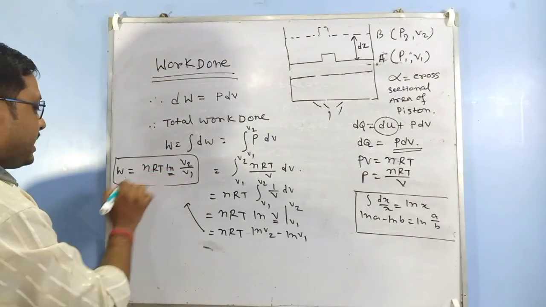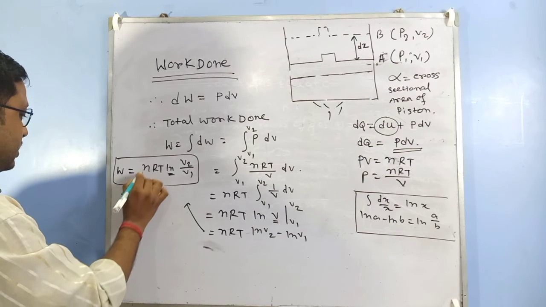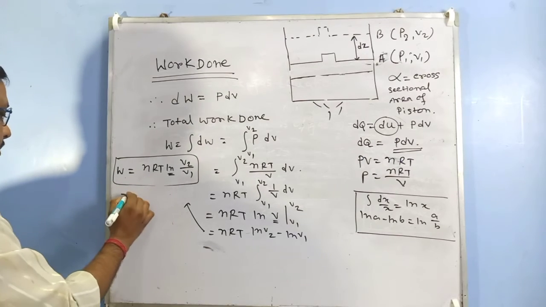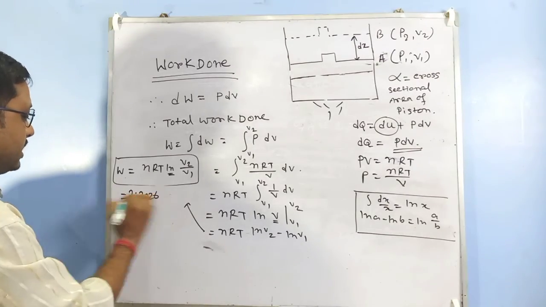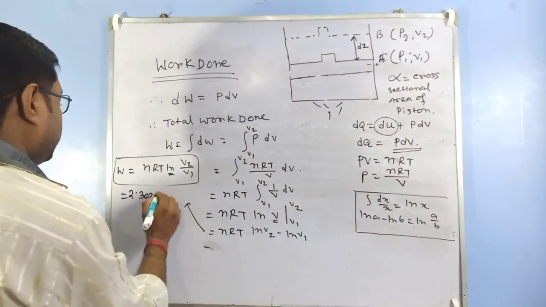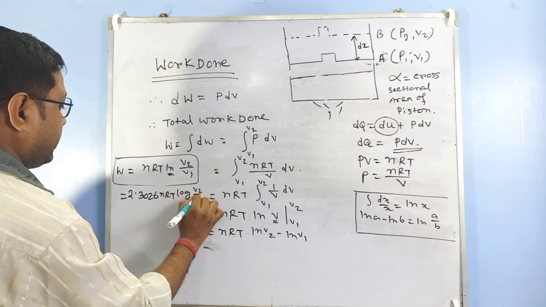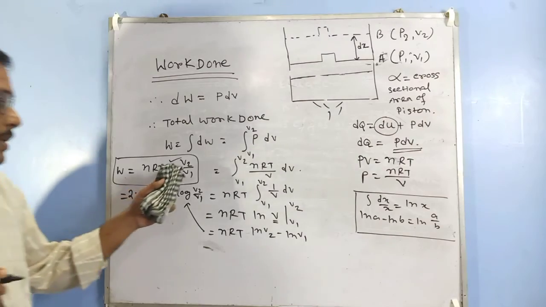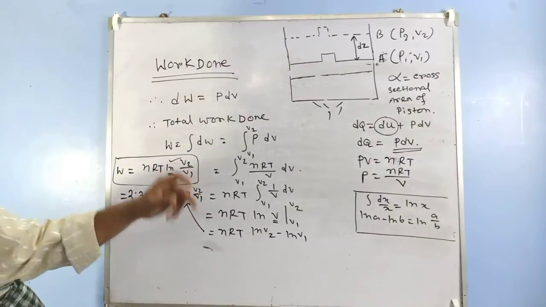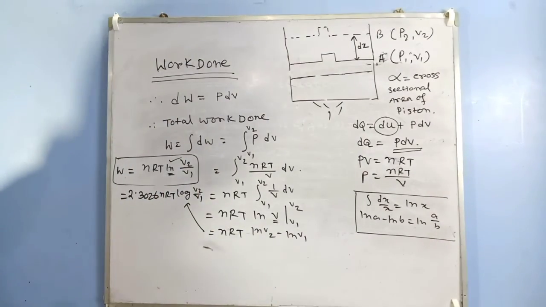If we convert it to log, ln and log are not the same thing. If you convert it to log, we have to multiply by a factor whose value is 2.3026, giving 2.3026 nRT log of V2 by V1. But we can find the value directly from the calculator, as the ln function is available there. So this is the total work done in an isothermal process.